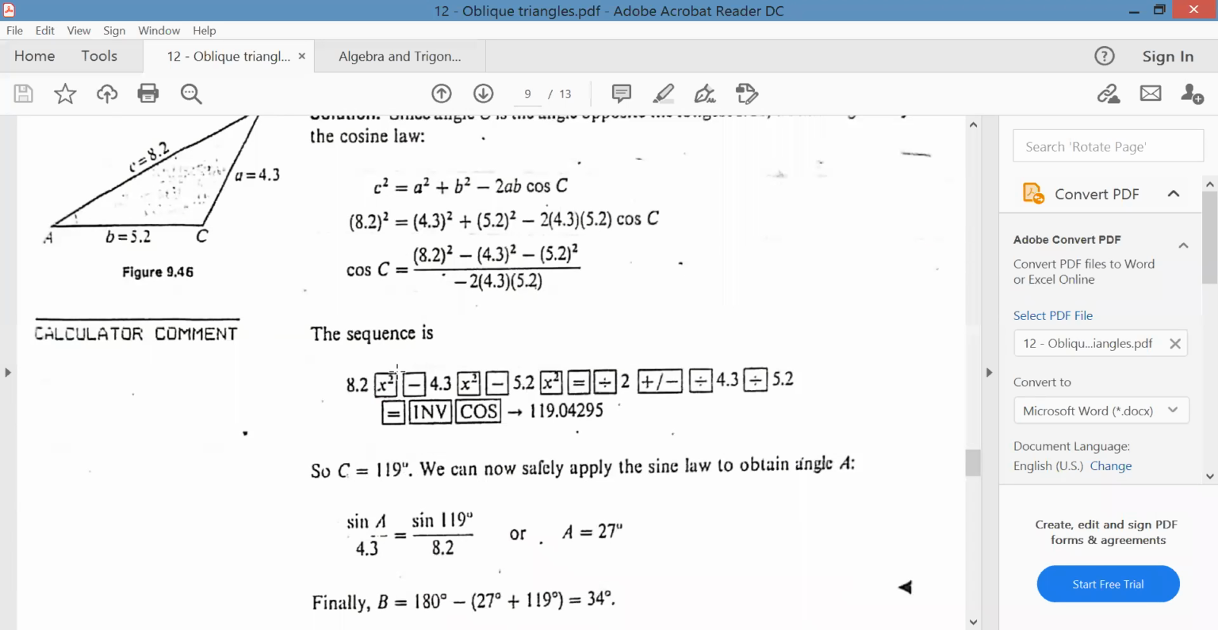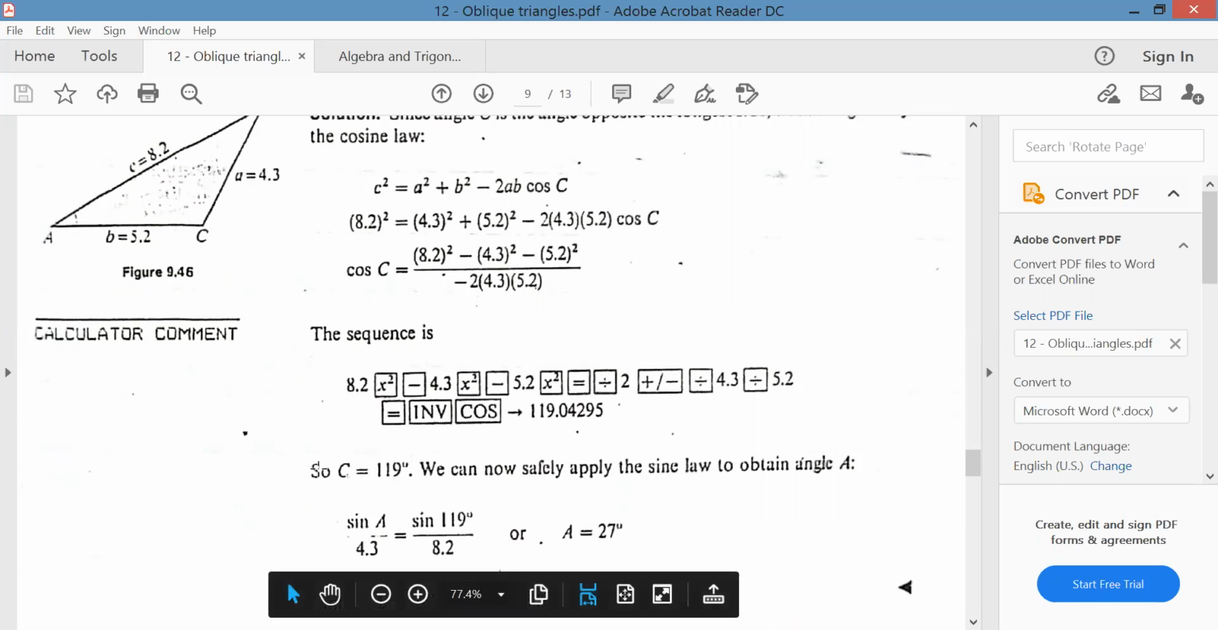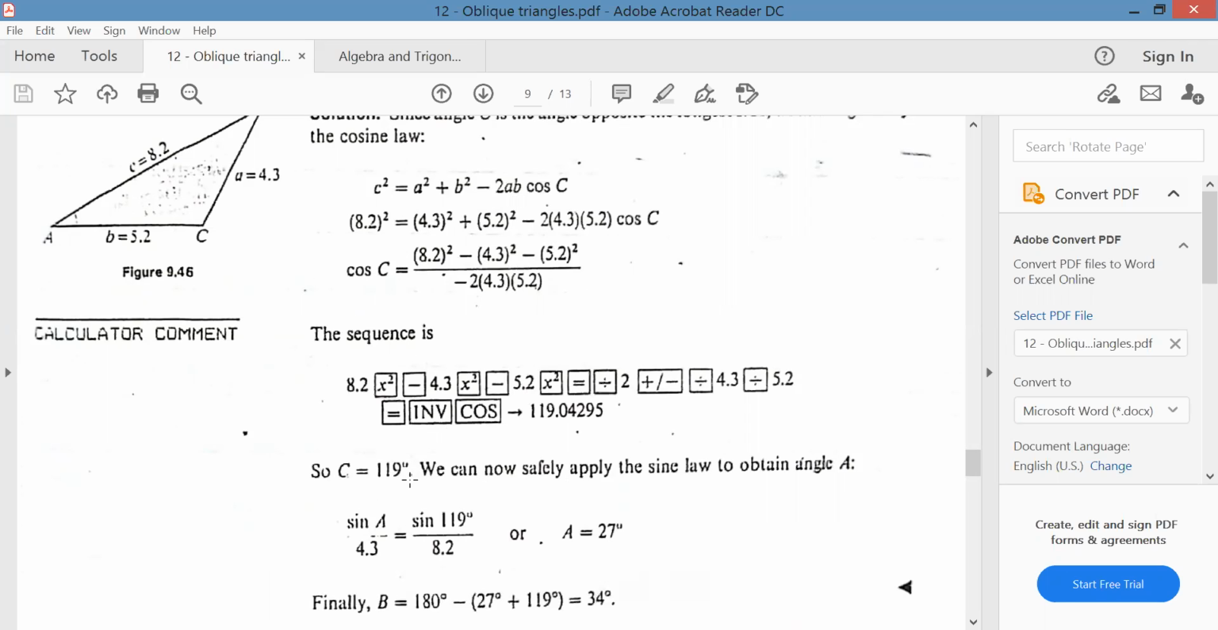So, the sequence he has put directly in the calculator. Here cos C is this much, and then you take the inverse of that value after the division and squaring. So C will be cos inverse of this value, and that is coming to be the angle as 119 degrees. So angle C is 119 degrees, one of the angles you have calculated.